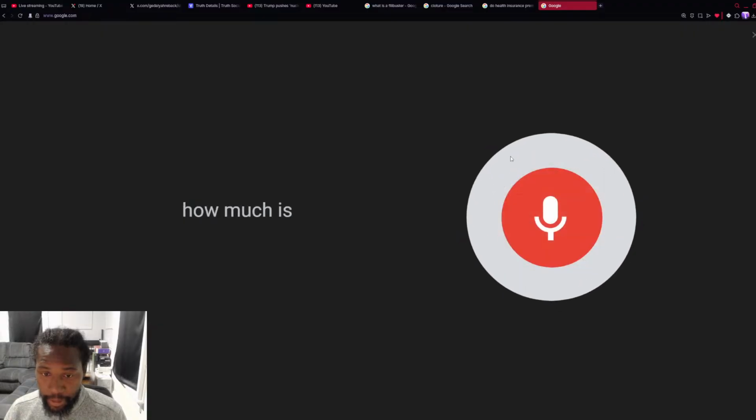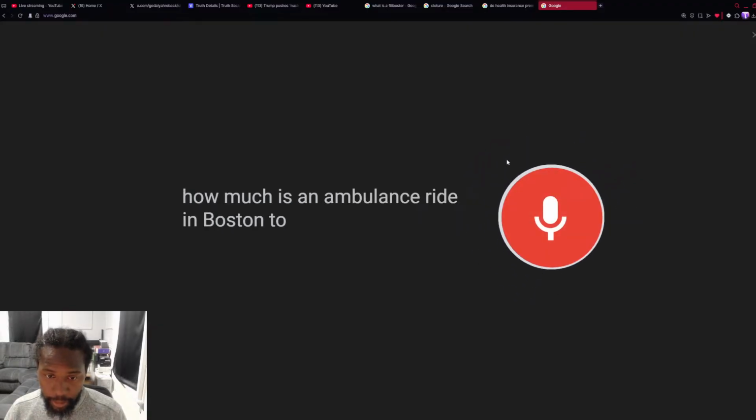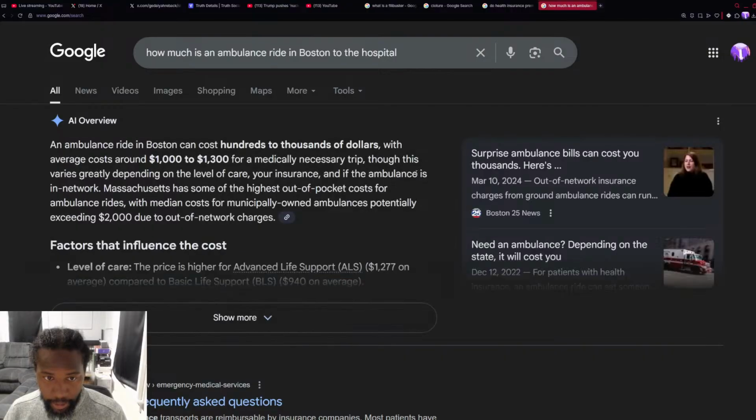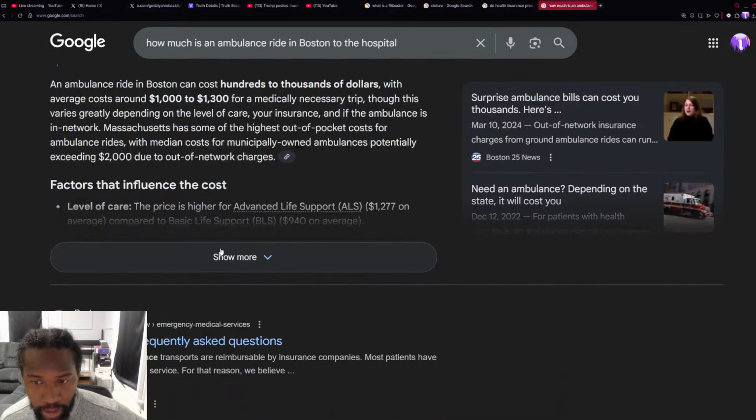How much is an ambulance ride in Boston to the hospital? Emergency. An ambulance ride in Boston can cost hundreds to thousands of dollars, with an average cost around $1,000 to $1,300 for a medically necessary trip. This varies greatly depending on the level of care, your insurance, and if the ambulance is in network. Massachusetts has some of the highest out-of-pocket costs for ambulance rides, with the median cost for municipally owned ambulances potentially exceeding $2,000 due to out-of-network charges.